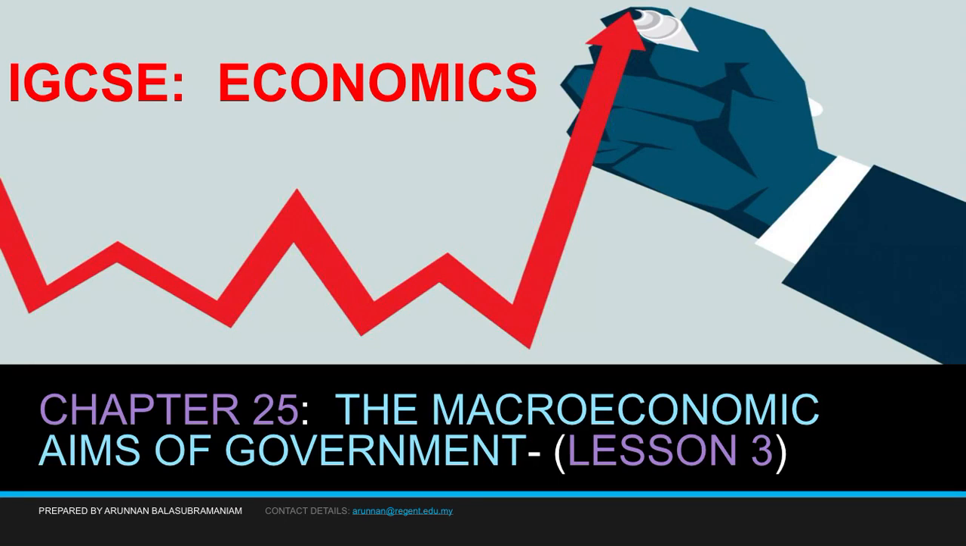And the last main aim will be achieving stability in the balance of payments, or BOP stability, in a country. So this is what we discuss in general about this chapter, the macro aims of the government. In this particular lesson, we're going to discuss only two important macro aims: number 1, achieving full employment in a country, and number 2, achieving price stability.